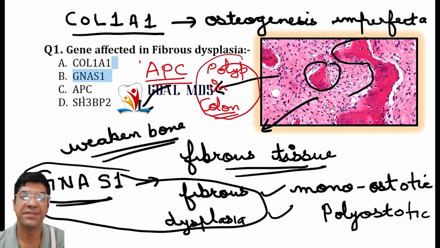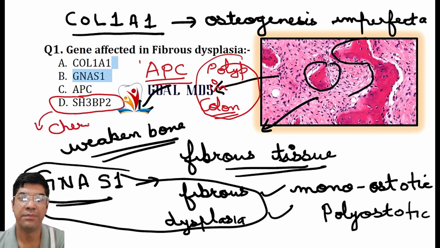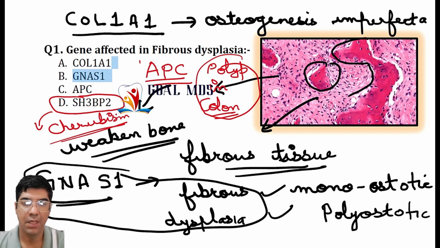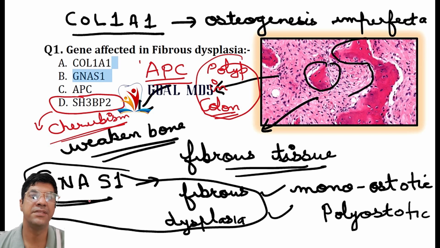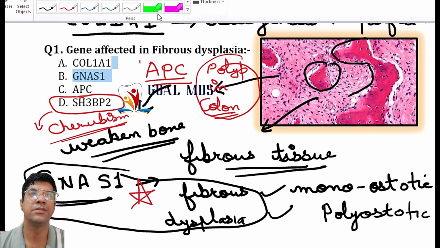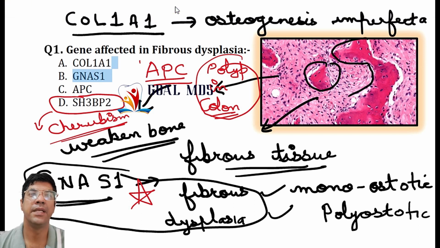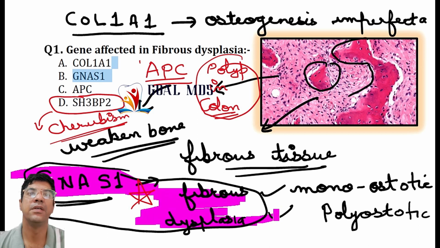And the last is SH3BP2 gene. Remember, SH3BP2 gene is associated with cherubism. So your answer, the gene associated with fibrous dysplasia, will be the GNAS1 gene.